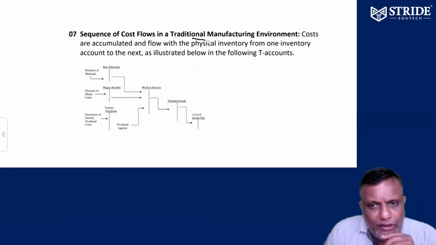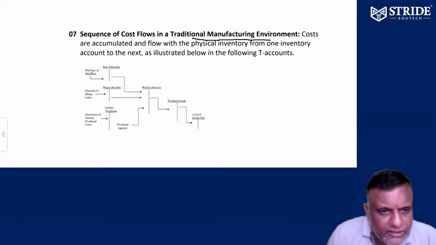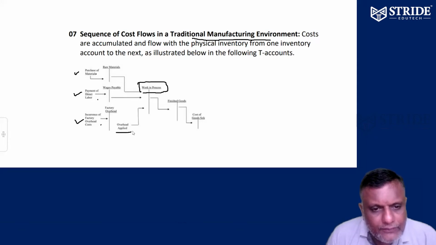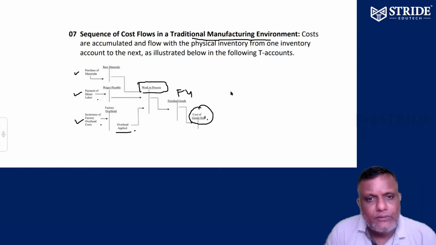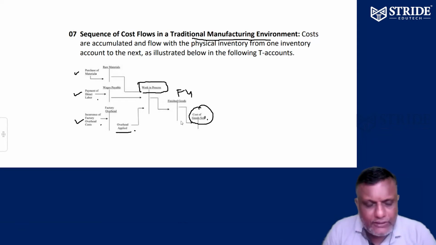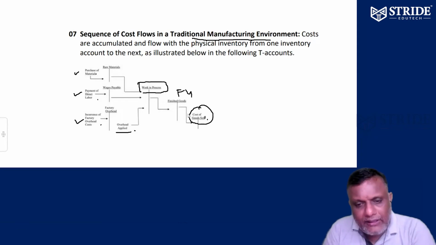So this is the pattern of cost flow in a manufacturing organization. Number one, purchase of material, labor payment, and factory overheads applied go into work in progress. Then to finished goods, and the balance is cost of goods. That's just the cost sheet, the cost flow: material, labor, overheads, work in progress, finished goods, then finally cost of goods sold.